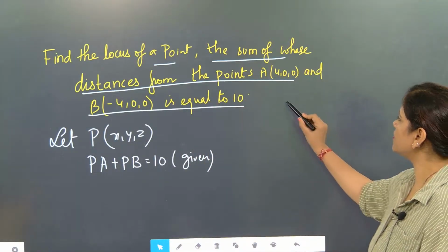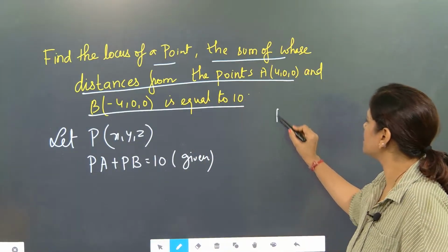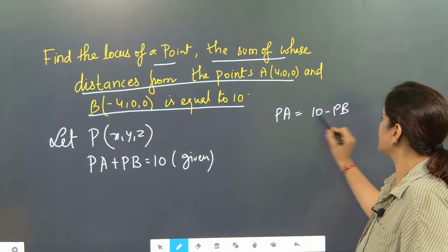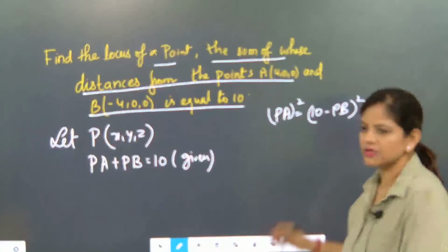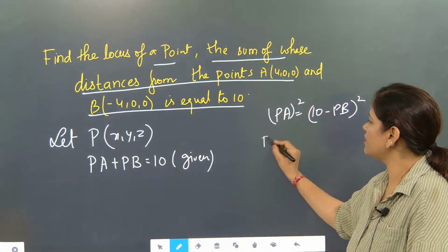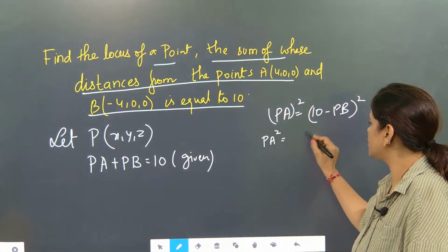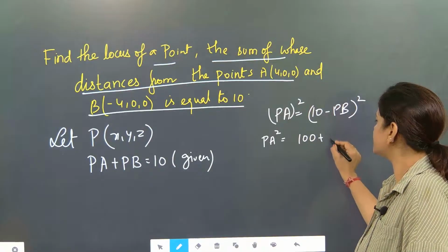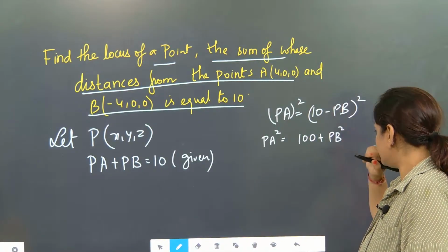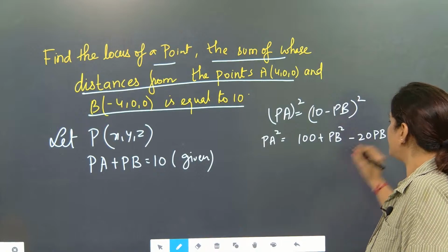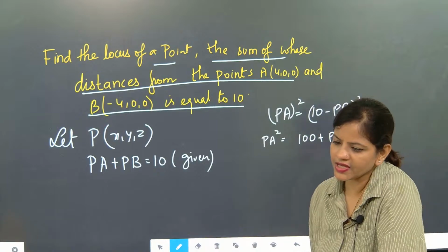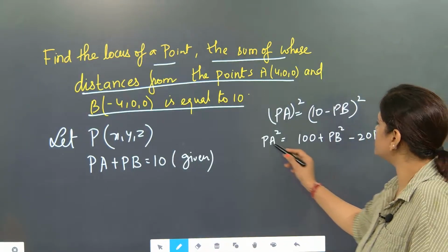So beta, we can do one thing. We will write here PA is equal to 10 minus PB. Now here PA square and this part square will be there. So PA square will become 100 plus PB square minus 2 tens are 20 PB. Done. So like this we can write, and after that what we are going to do is PA square.